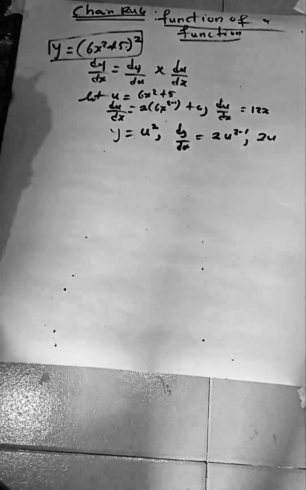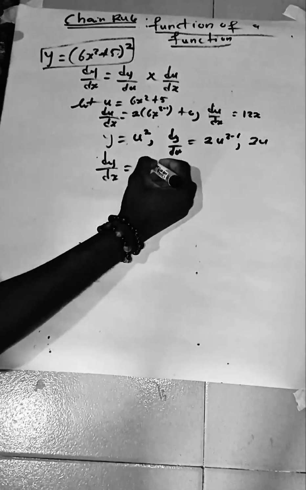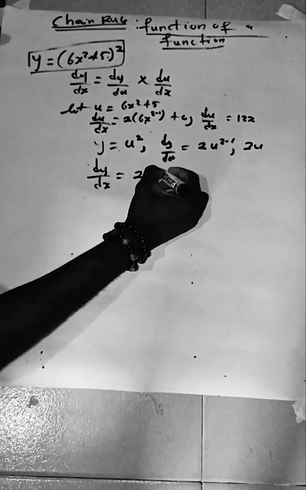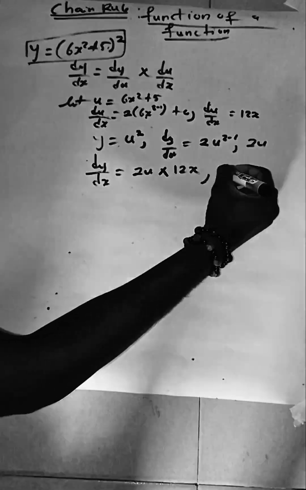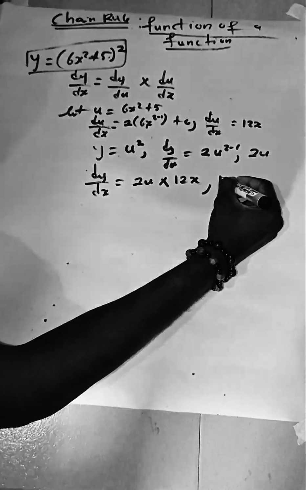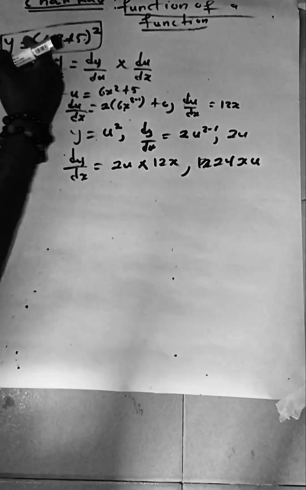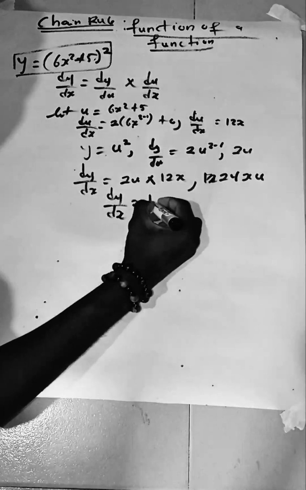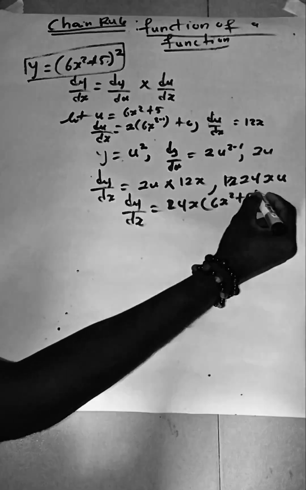So now we have our du by dx and we have our dy by du. So we can now plug that into the formula. So our dy by dx is equal to dy by du, which is 2u, multiplied by du by dx, which is 12x. So when we multiply everything, we have 24xu, right? And what exactly is our u? Our u was 6x squared plus 5. So our dy by dx is just going to be 24x multiplied by 6x squared plus 5.